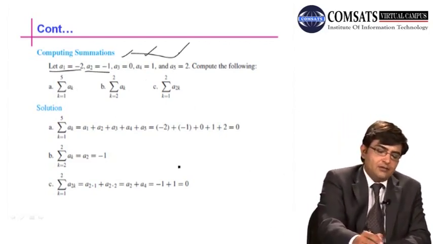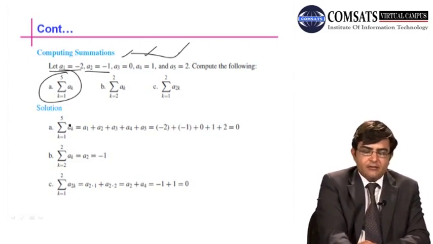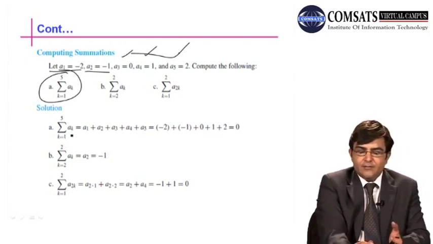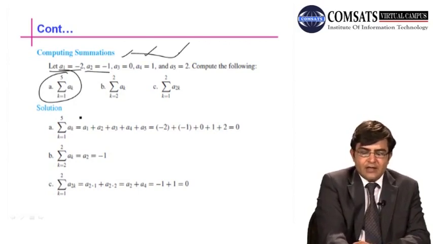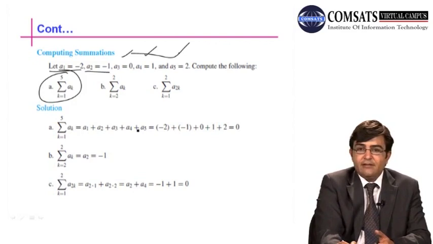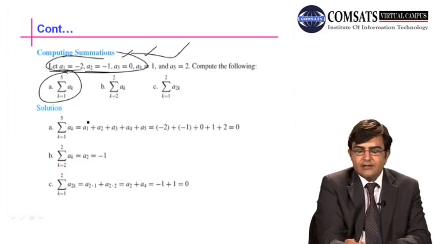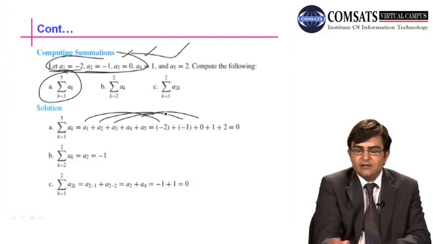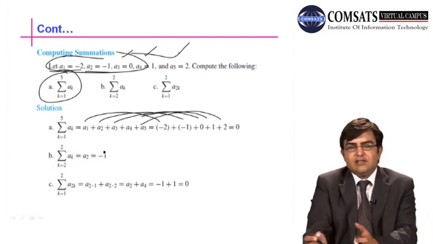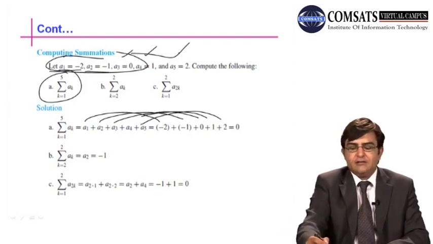Now, we have to calculate this summation k from 1 to 5 of ak. What is the value of this? First of all, we have to expand it. k can take the values from 1 to 5, so we put k equal to 1 here, we get a1, plus then we put k equal to 2, we get a2, a3, a4, and a5. Now we use these values. a1 is -2, a2 is -1, a3 is 0, a4 is 1, a5 is 2. We put the values here and we sum up these values and we obtain the answer, which is 0.